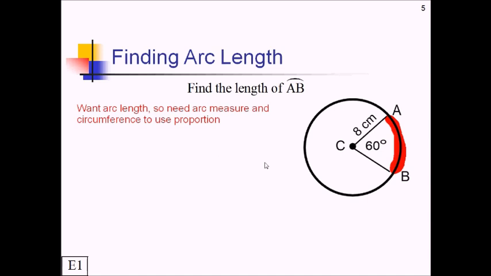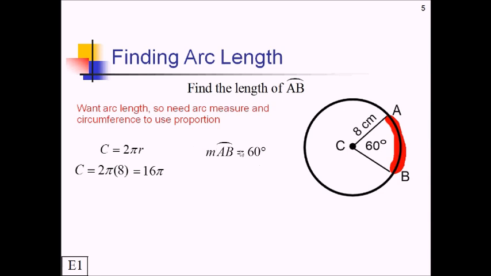Let's talk about the circumference first. They didn't tell us the circumference. They did, however, give us this radius. So we know circumference is just 2 pi r. So in this case, it's just going to be 2 pi times 8, or 16 pi. For the arc measure, they actually gave us this central angle here of 60 degrees.